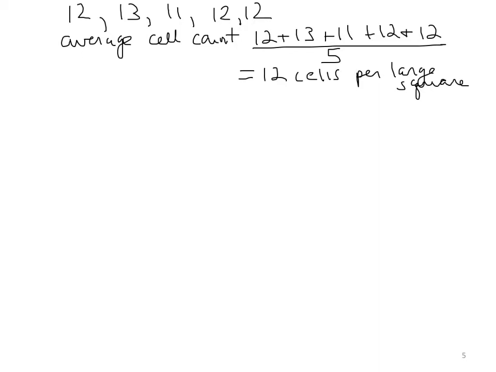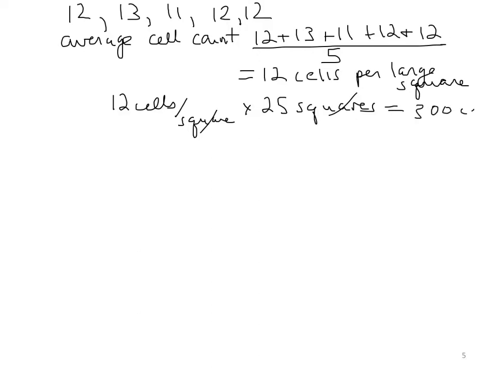Now you want to determine the number of cells that are in the entire chamber. You know that there are 25 squares in the entire chamber because I told you that. So you take 12 cells per square times 25 squares, and you're left with 300 cells. That's the number in the chamber.